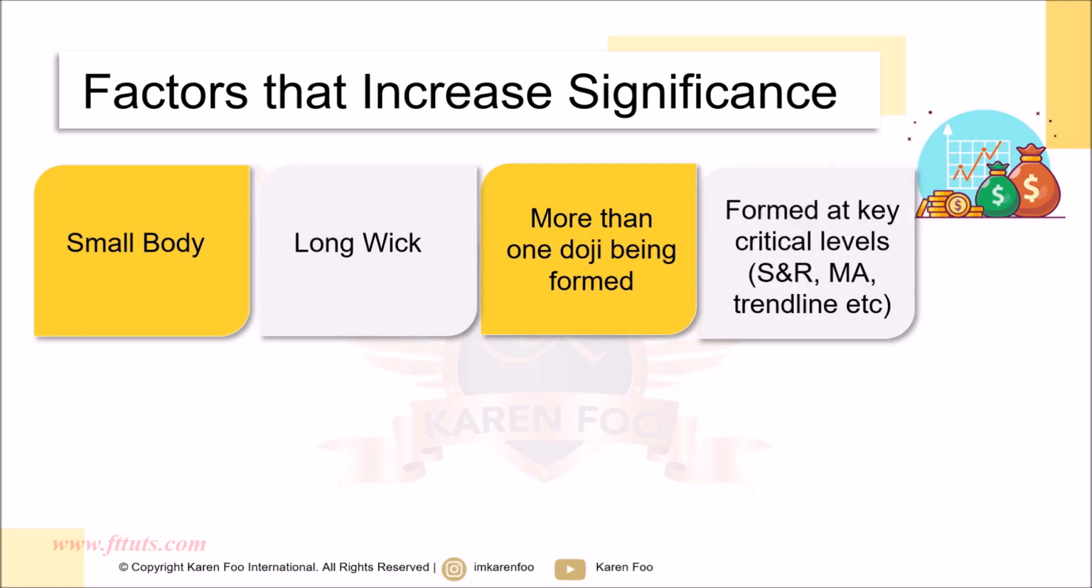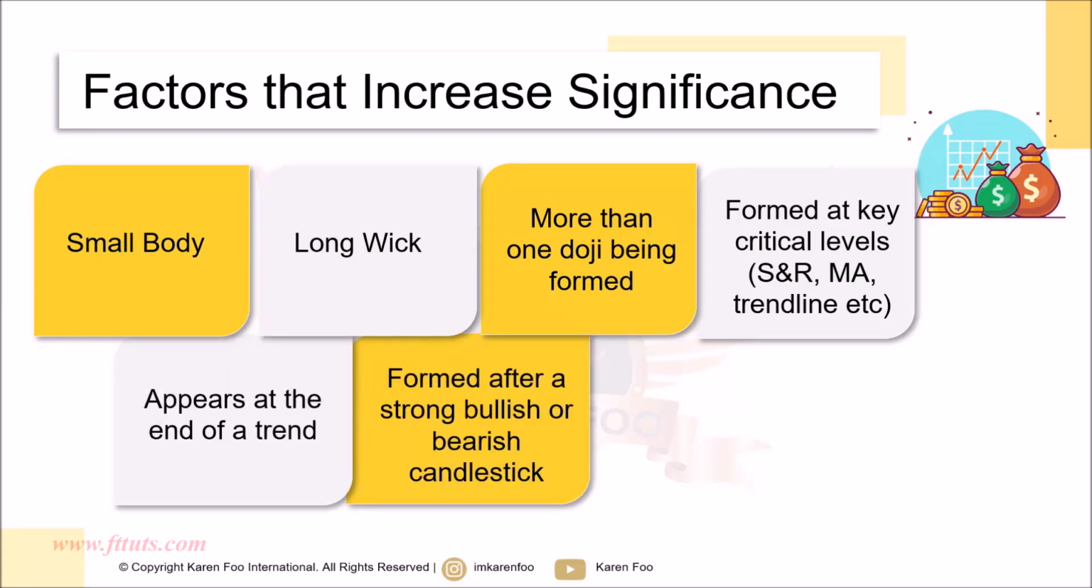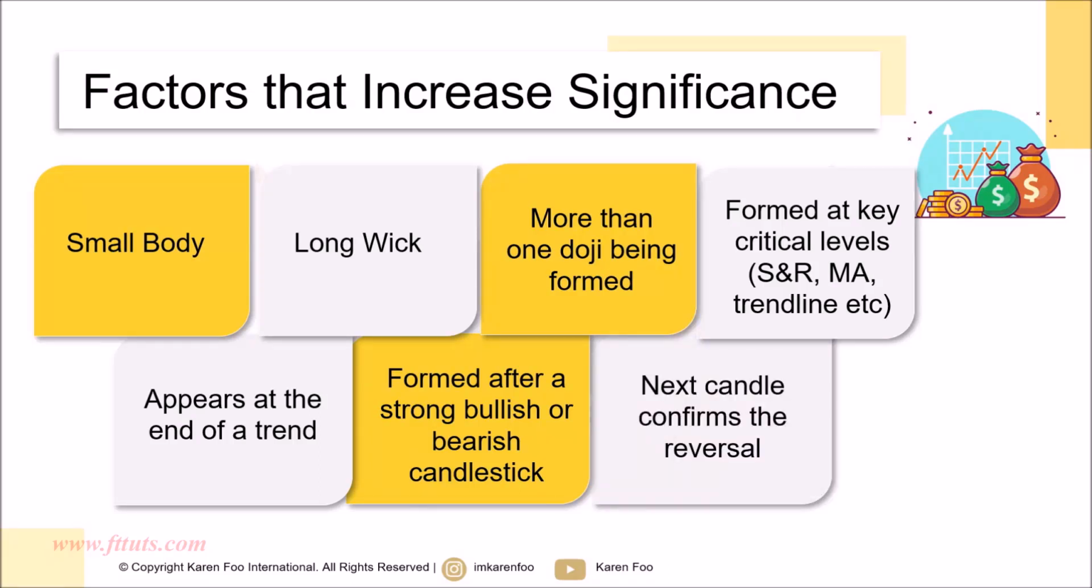Fourth thing, it must be formed at key critical levels. For example, if you see it on top of a support or resistance, moving average or trend line, also if it appears at the end of the trend, and also if it is formed after a strong bullish or bearish candlestick. And also if the next candle confirms the reversal, then it's going to increase the strength. So for example, if you see a doji at the end of a bearish trend, and then the next candle that comes is a bullish candle, this is a confirmation that the trend is going to end, that there is going to be a reversal coming up.